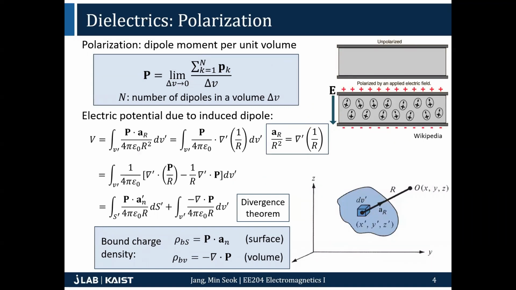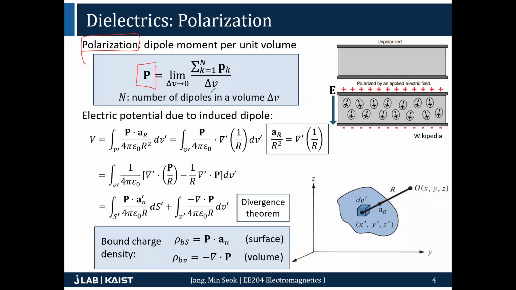So how to deal with every atom in the material? It's something we cannot do. So instead of doing so, we introduce an average concept. We introduce a large P, capital P field, which is called the polarization field.